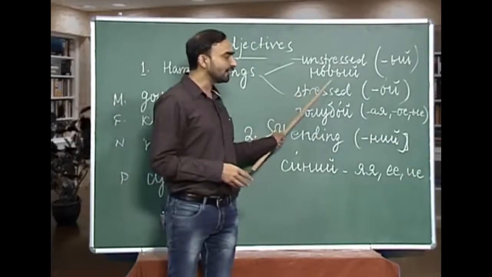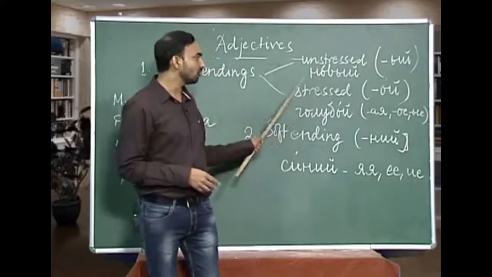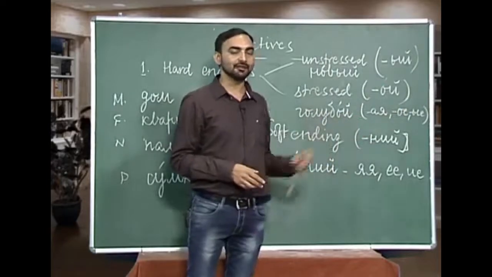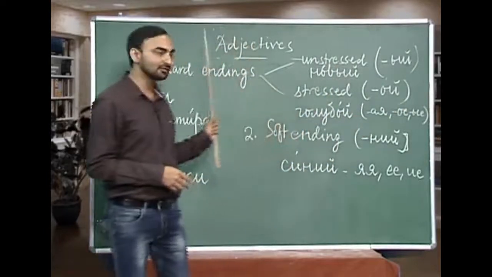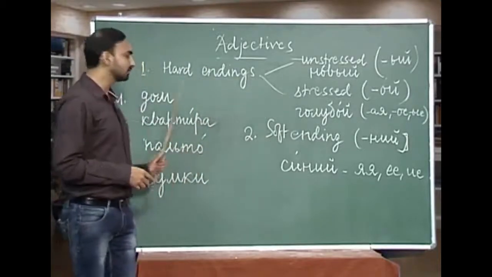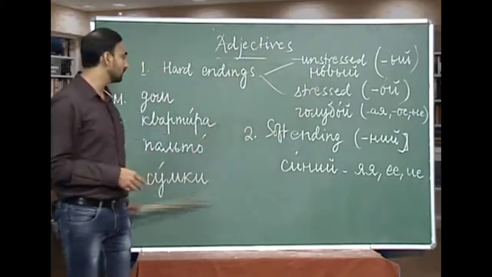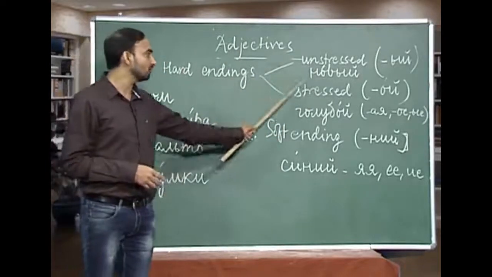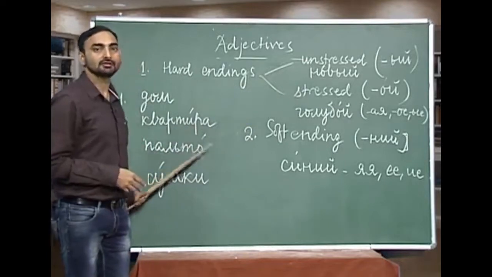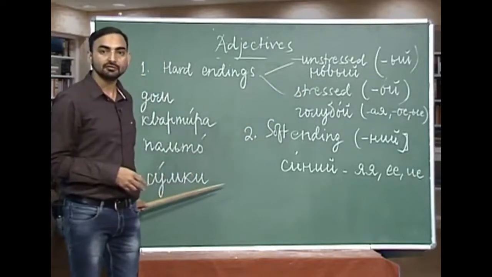Let us see. Novi, novaya, as we have done with krasivi. Novi, novaya, novoye and noviye. For example, if we use them with nouns, it will be novi dom, novaya kvartira, novoye palto, noviye sumki. Novi dom, new house, novaya kvartira, new flat, novoye palto, new dress or overcoat, noviye sumki, new bags.